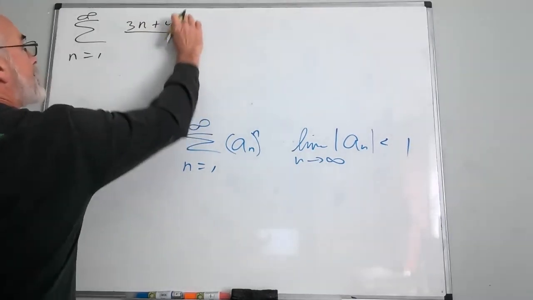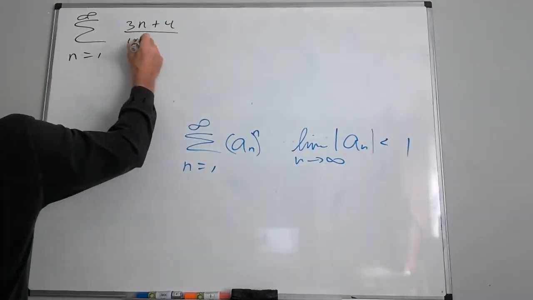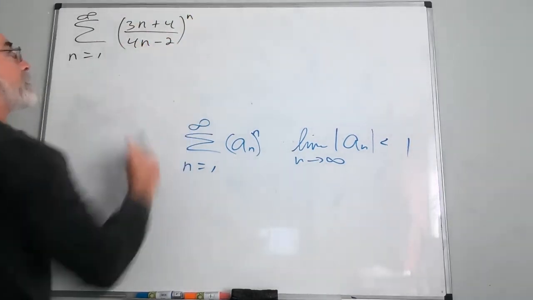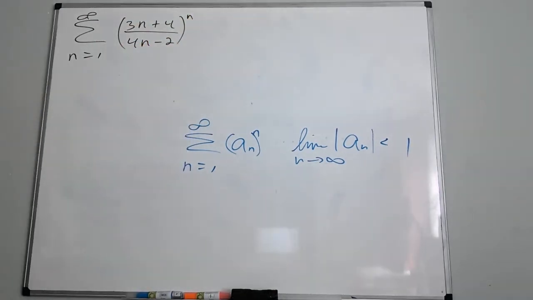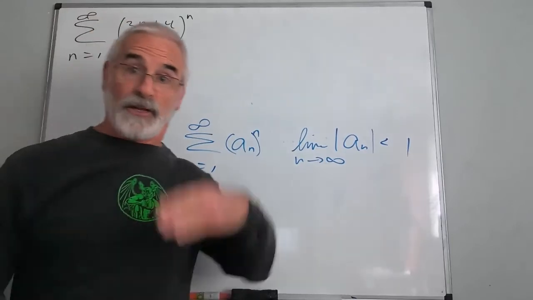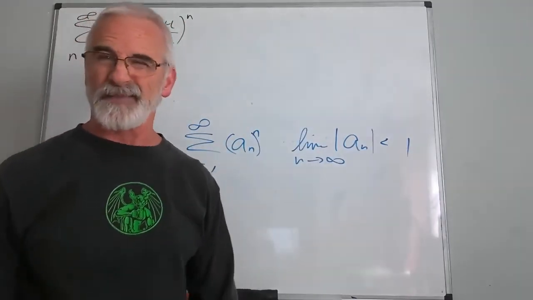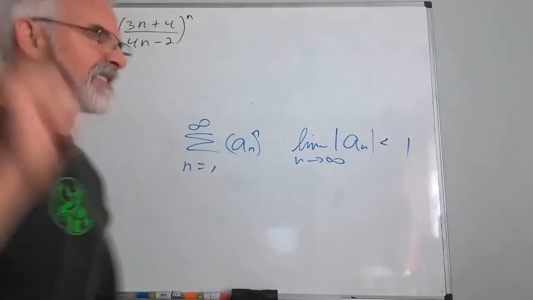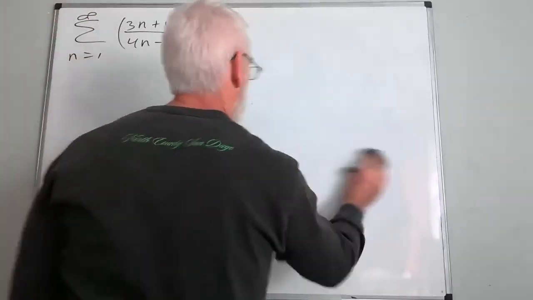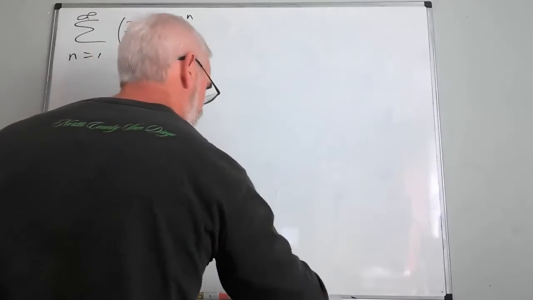Actually, I'd like to know the behavior of this series. Well, that n here makes it look exponential in nature, like 2 to the n or 10 to the n, except that I've got n's inside. And well, I can try to do this one as a ratio test.